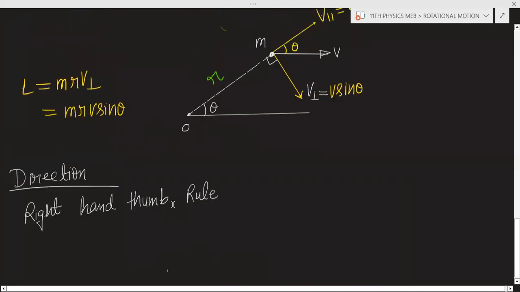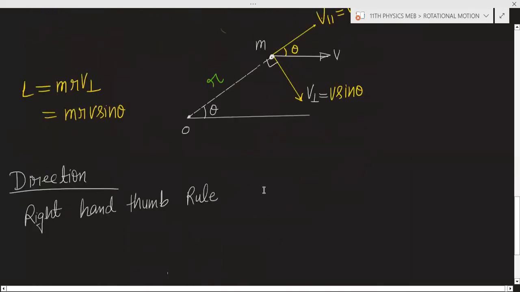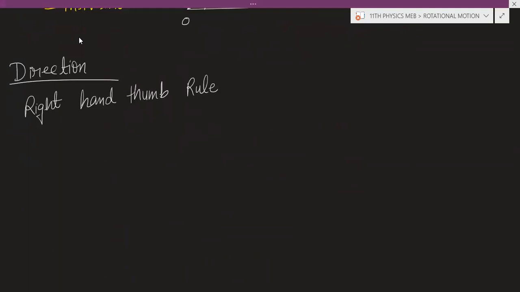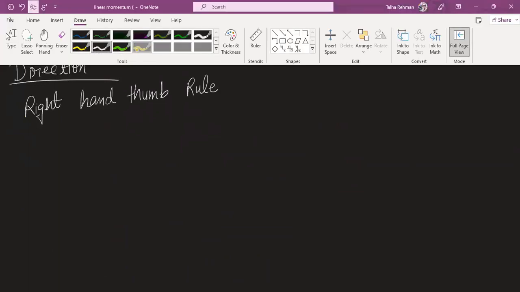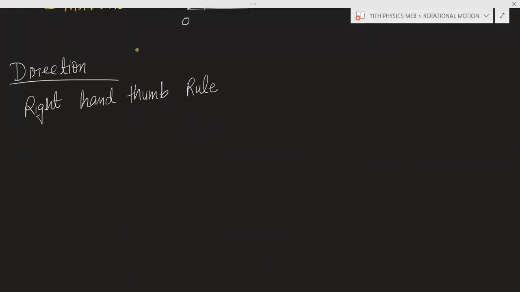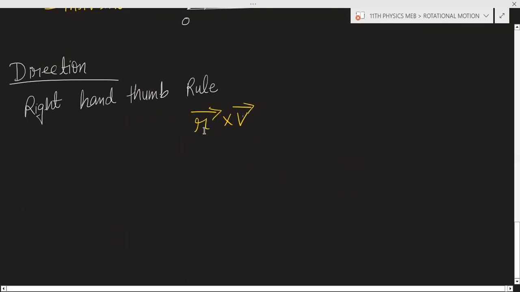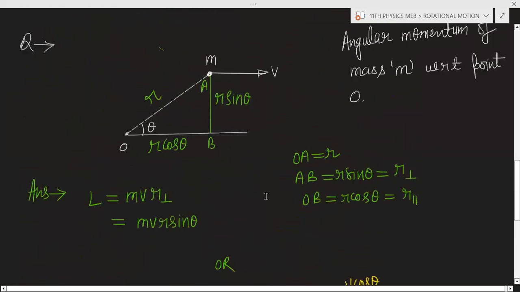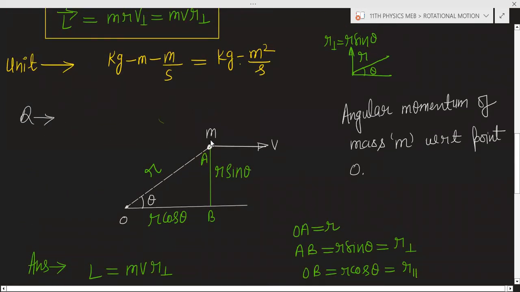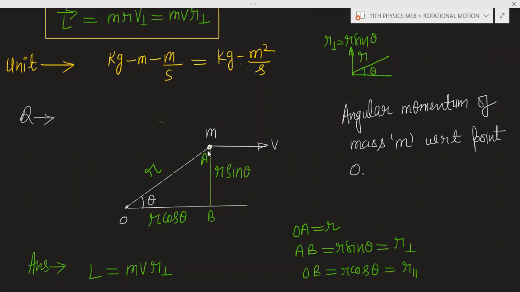So how will we find the direction? This will always be given by R cross V, or R cross P. So with R cross V, you have to point your fingers towards the radius and curl toward the velocity vector. For example, in this case, this is the radius. So first you should extend this. This is your direction of R, and this is the direction of the velocity.